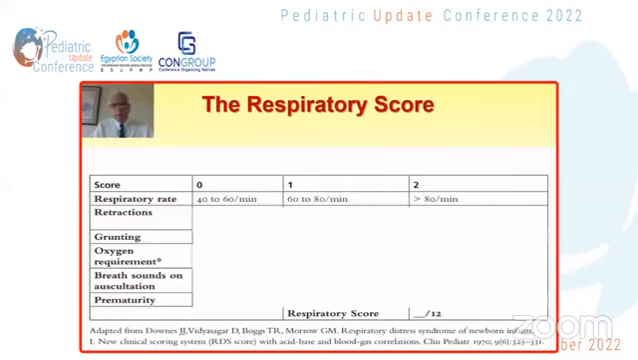So when respiratory rate is 40 to 60, it's 0, it's normal. 1 is 60 to 80, mildly tachypneic. And when you have more severe tachypnea, it is 2.